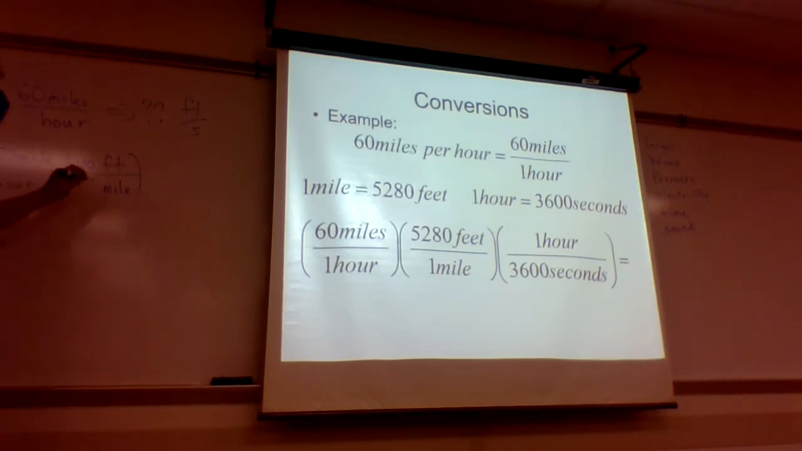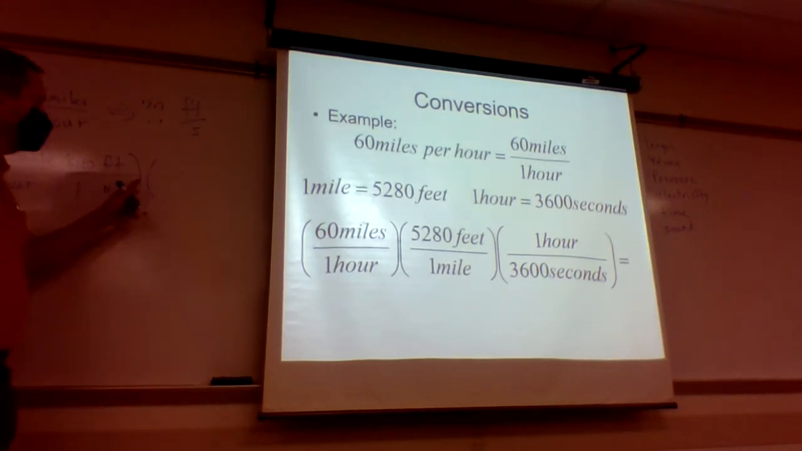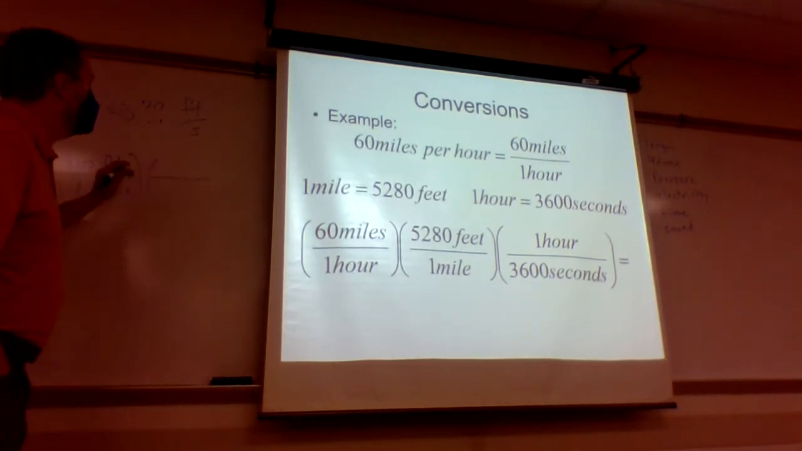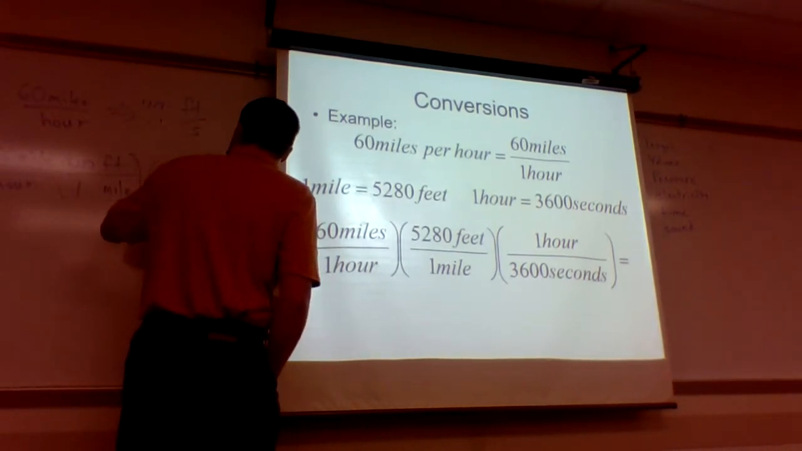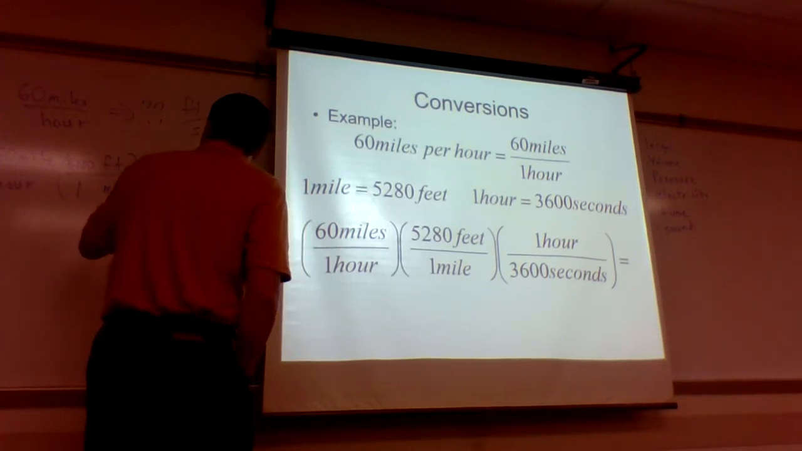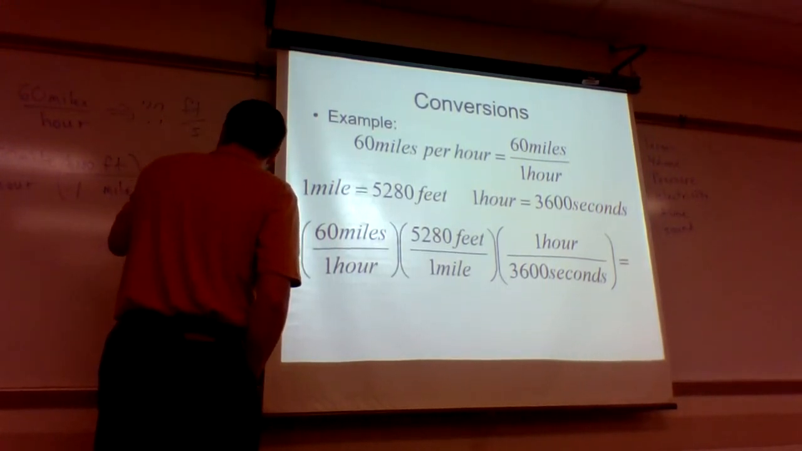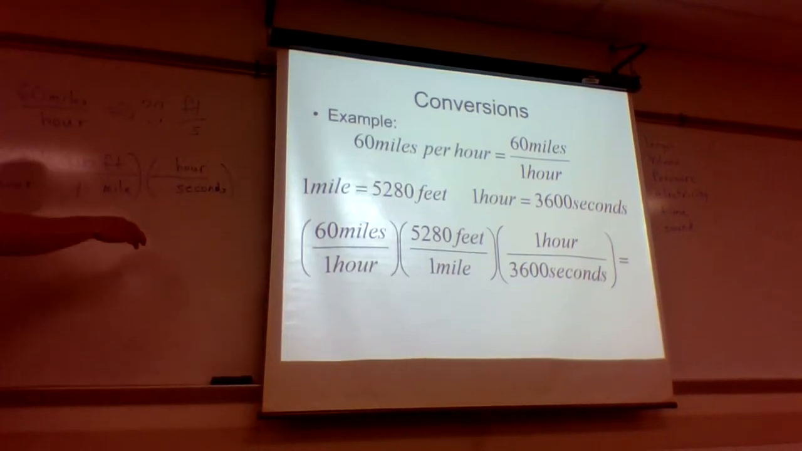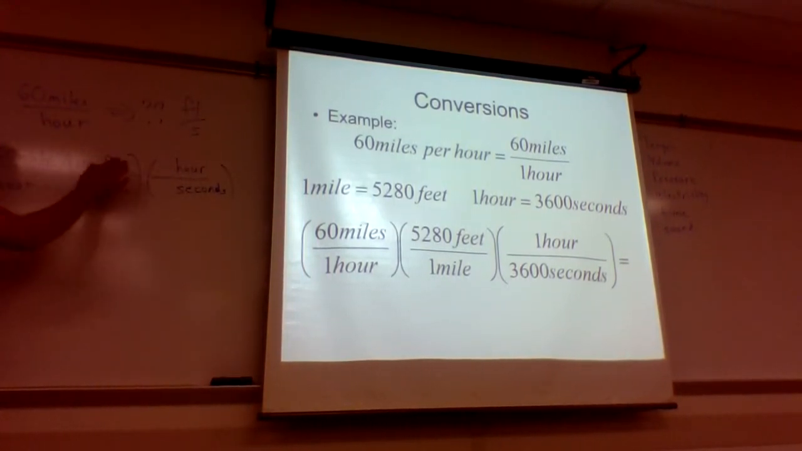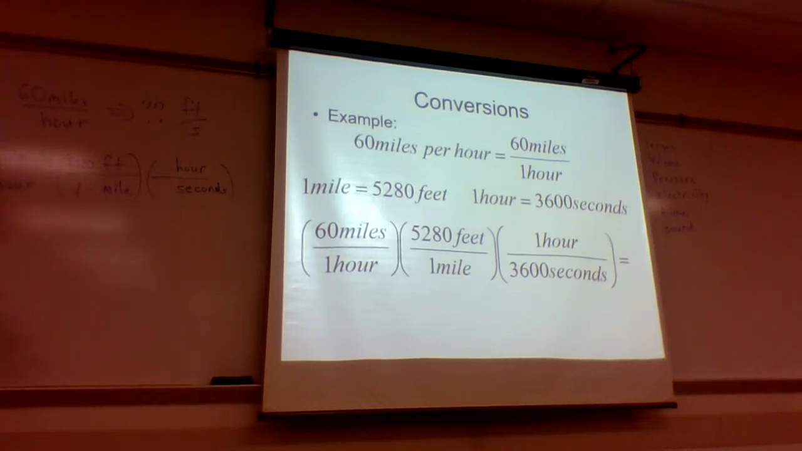And then, because I have hours in the denominator and I would like seconds in the denominator, again, what do you have? What do you want? I want to get rid of hours and go to seconds in the denominator. So I need to multiply by something that has hours in the numerator to get rid of the hours, seconds in the denominator.